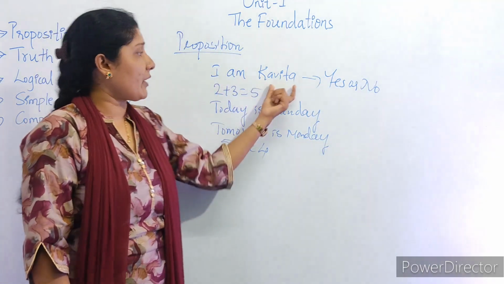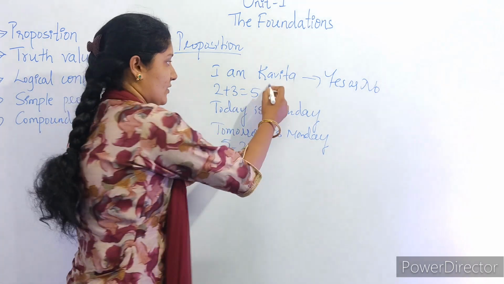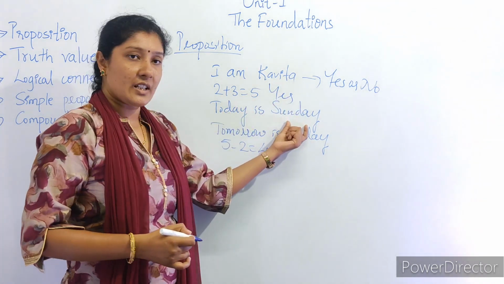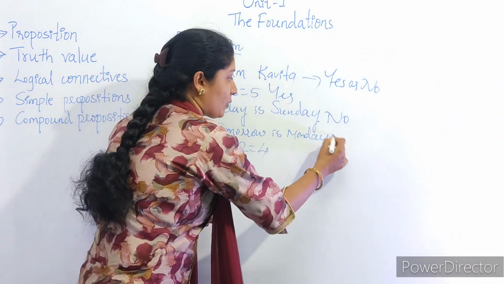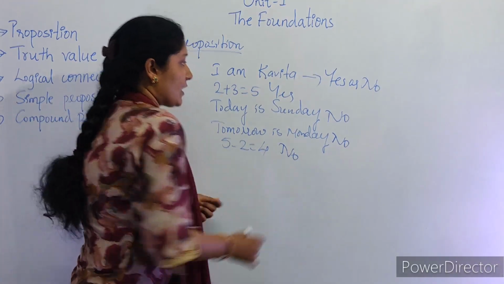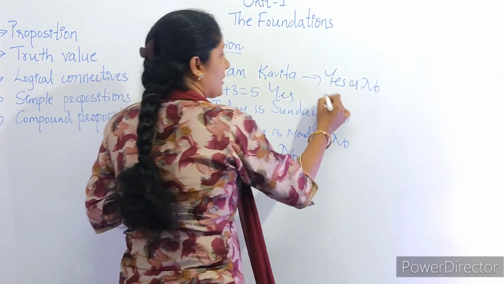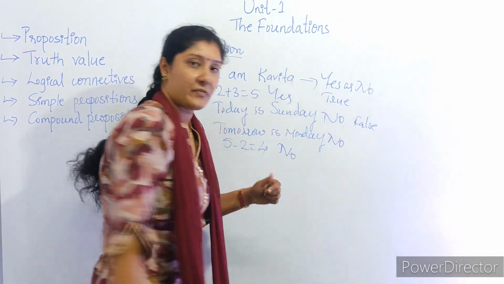For example, I am Kavita. Yes, I am Kavita. 2 plus 3 is equal to 5? Yes. Today is Sunday? No. Tomorrow is Monday? Obviously no. 5 minus 2 is equal to 4? No. So here, yes is nothing but true and no is nothing but false.